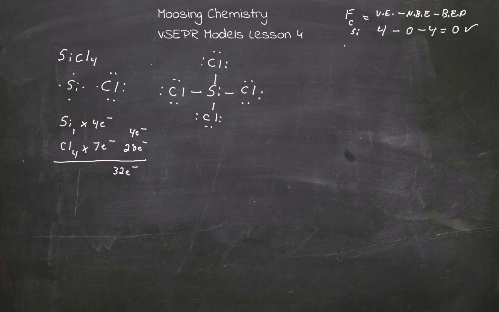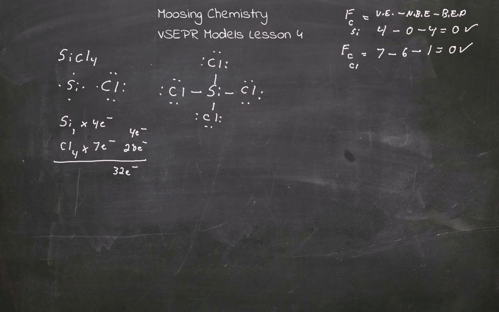Now let's check one of the chlorine atoms. Now, when we do the formal charge of chlorine, remember that we don't have to do all 4 of them because they all look the same. So chlorine comes in with 7 valence electrons. It has 6 non-bonding electrons and 1 bonding pair. So that gives us a value of 0 also. So that's good. So we know that this is the best possible structure.